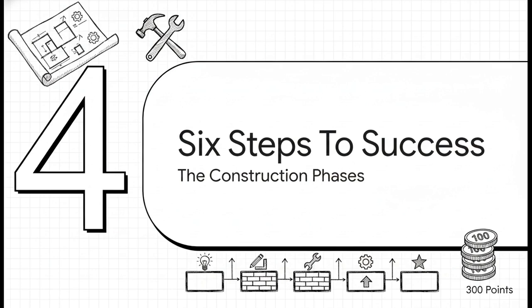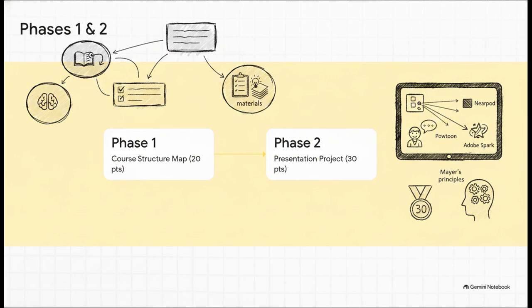Let's get into Section 4, the 6 steps to success, the construction phases. All right, there are 300 points total up for grabs across the semester, broken into these distinct phases. Phase 1 is your course structure map, which is worth 20 points. This is where you draft that initial map of your learning outcomes, your assessments, and your materials. It's essentially an outline that's going to evolve as you go.